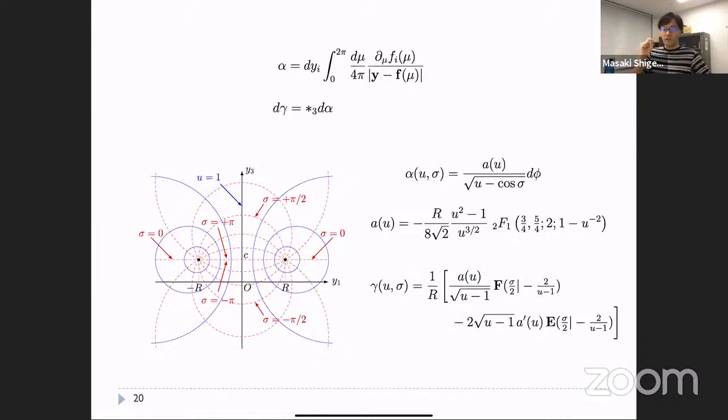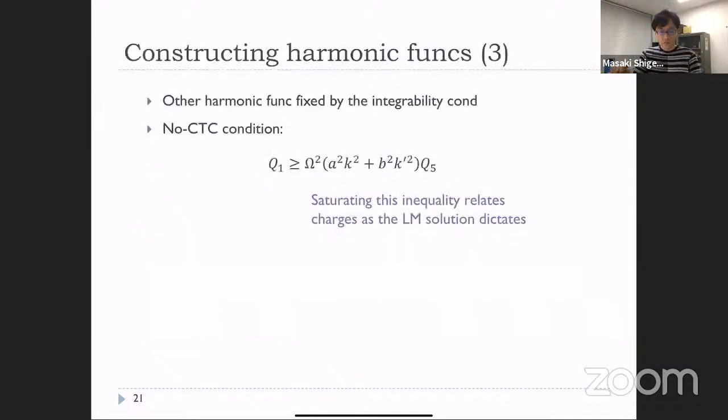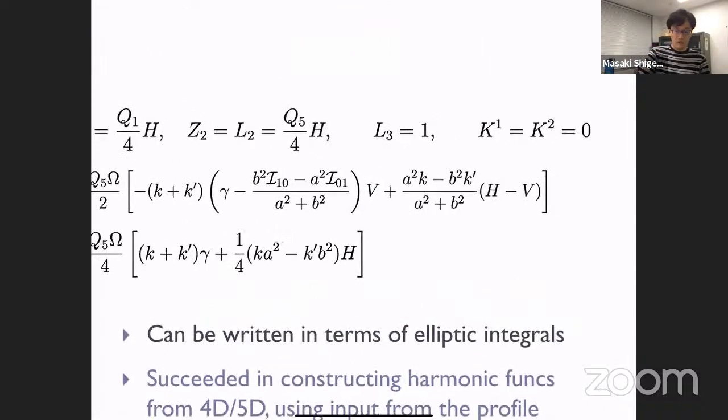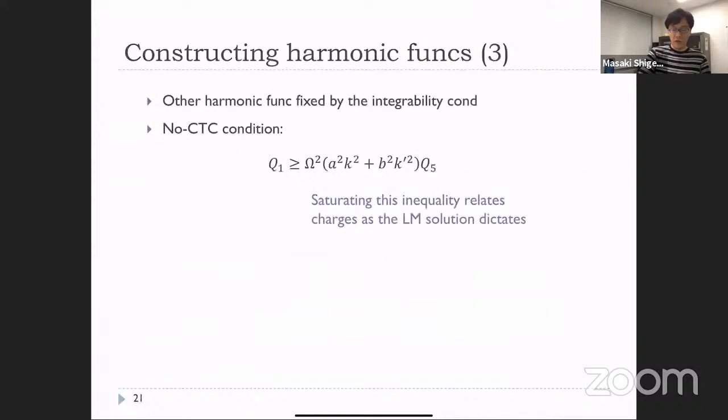So you imagine a current flowing along this circle, and then this alpha is the vector potential, and this gamma is like the magnetic potential. But anyway, you can work that out. Okay, now you have found the harmonic functions L1, L2, and K3. Then the other harmonic functions can be fixed by the integrability condition, by which I mean this standard formula.